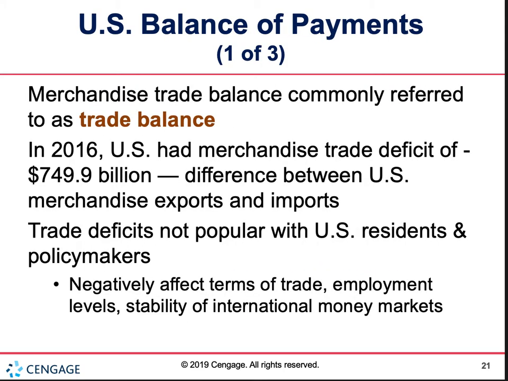All right, so the U.S. balance of payments is commonly referred to as the trade balance. So in 2016, the U.S. had a merchandise trade deficit of over $750 billion. Now this is basically the difference between exports and imports. So again, this is something President Trump talked a lot about in his campaign in 2016, or when he was running for presidency, talking about the trade deficit.